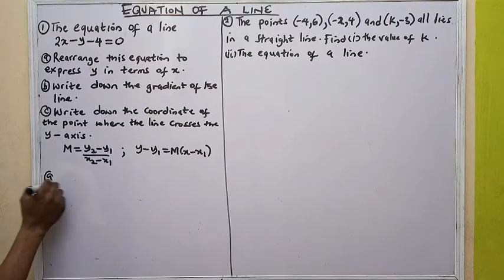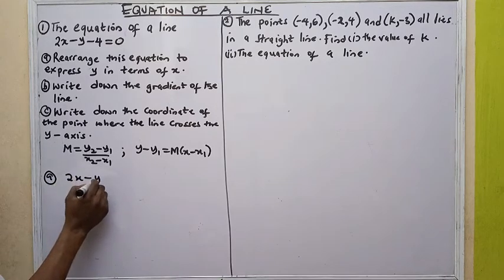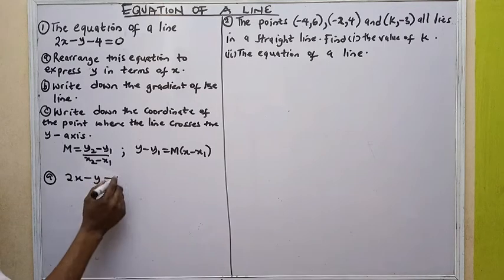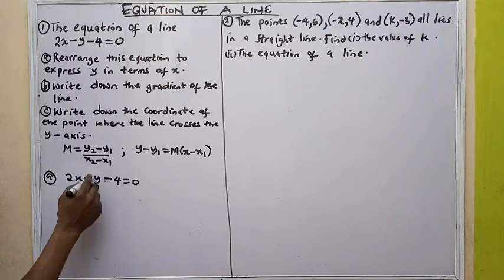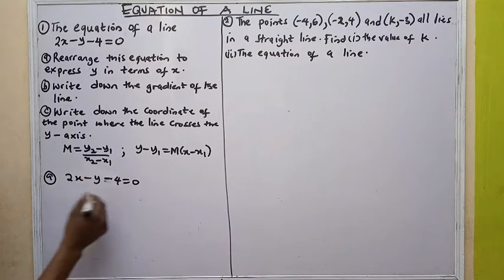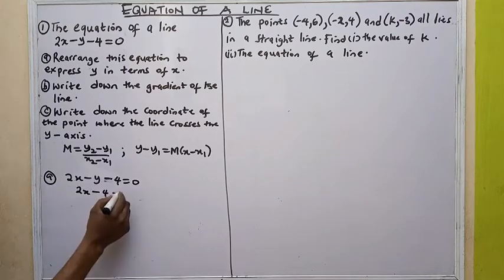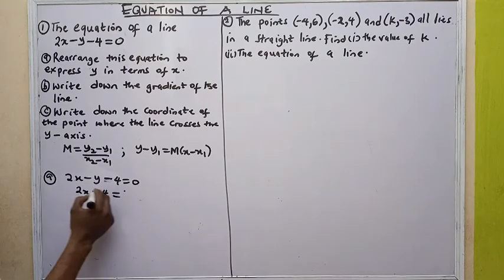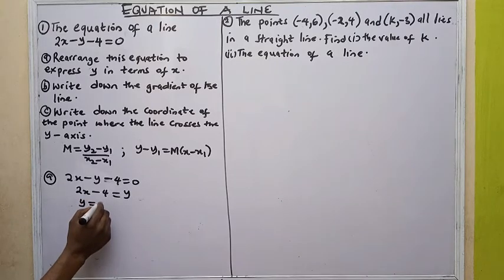Now the first question, we want to express y in terms of x. What does it mean to express y in terms of x? It's just to make y the subject of the formula. So what I need to do, I'll take y, which is positive, to the other side, so 2x minus 4 will remain there, so this becomes y, minus becomes plus. So therefore, y in terms of x is 2x minus 4. So that's the solution to the problem.